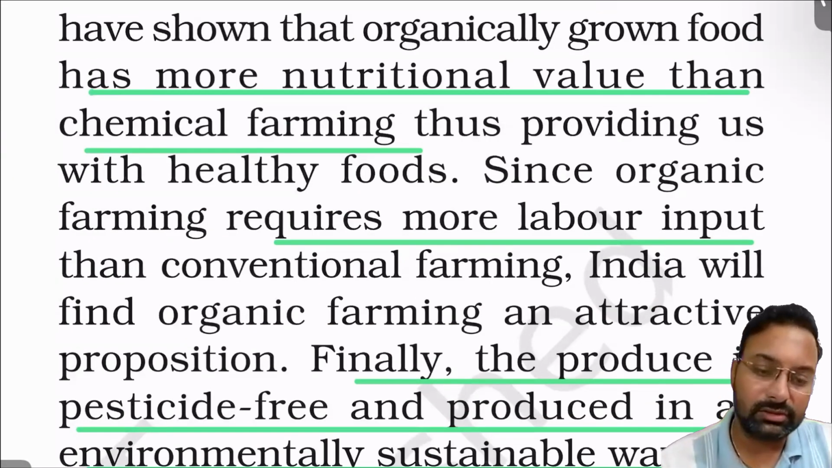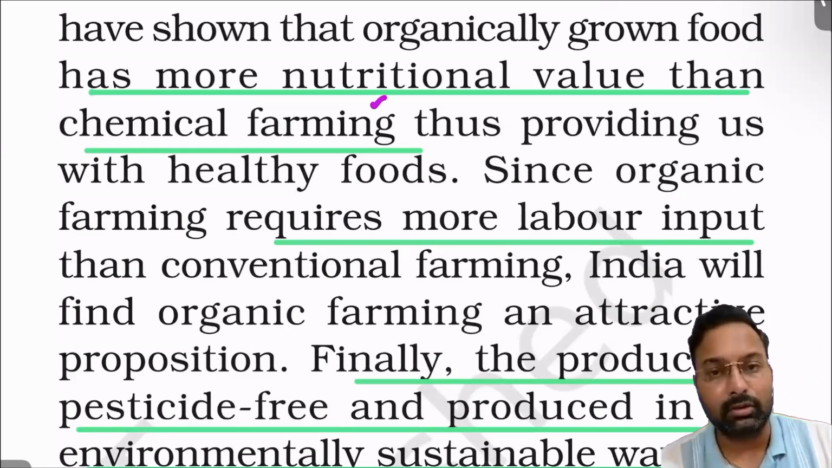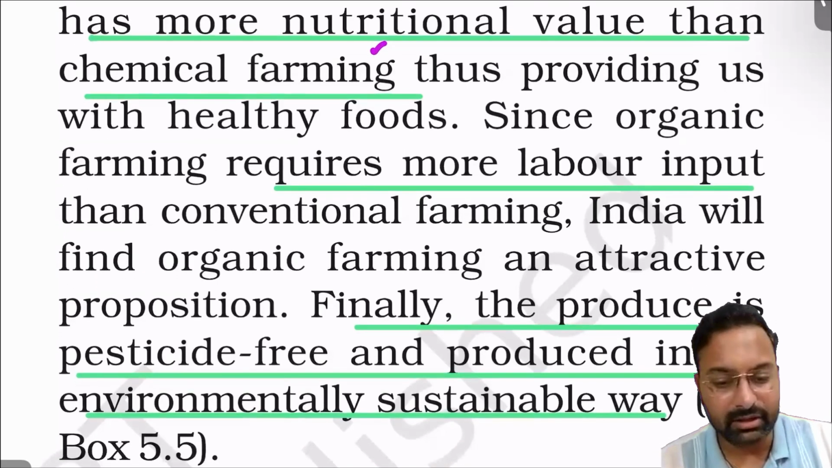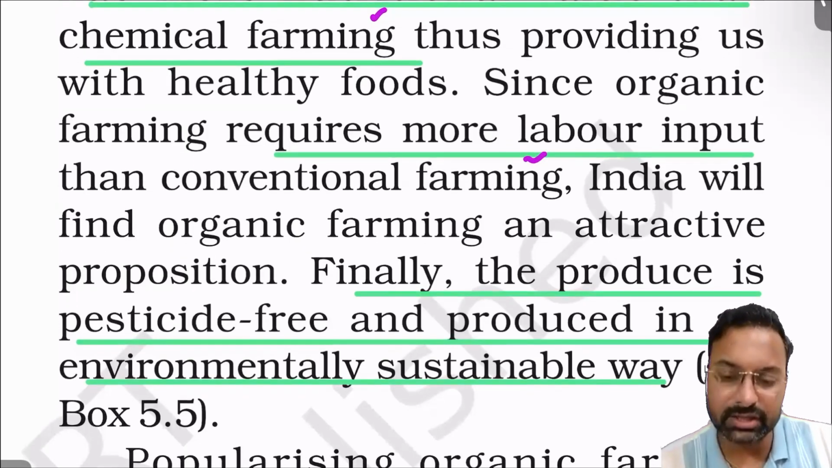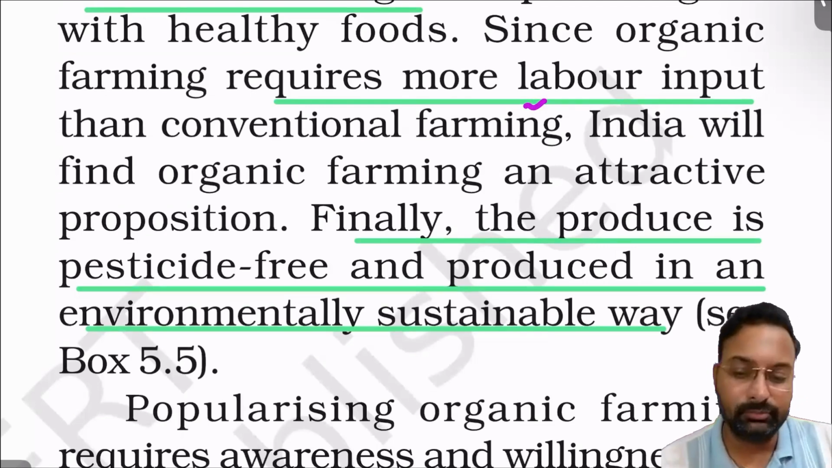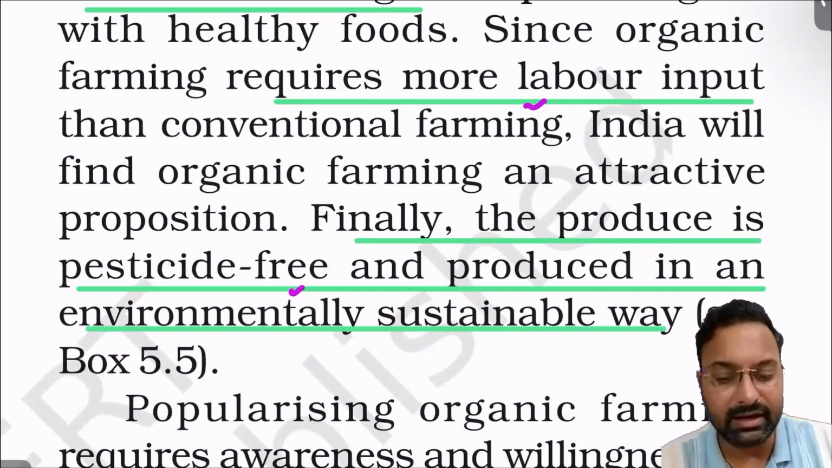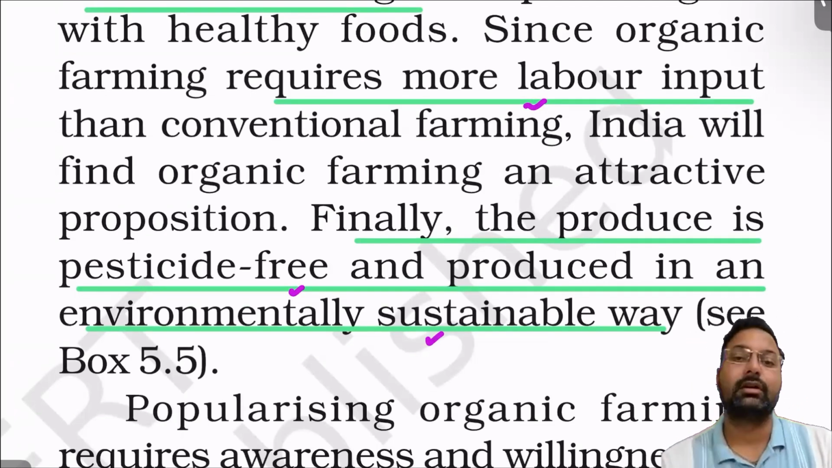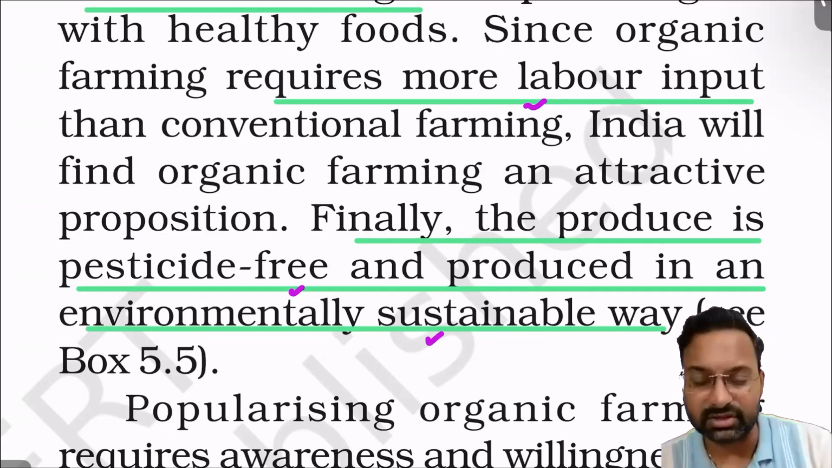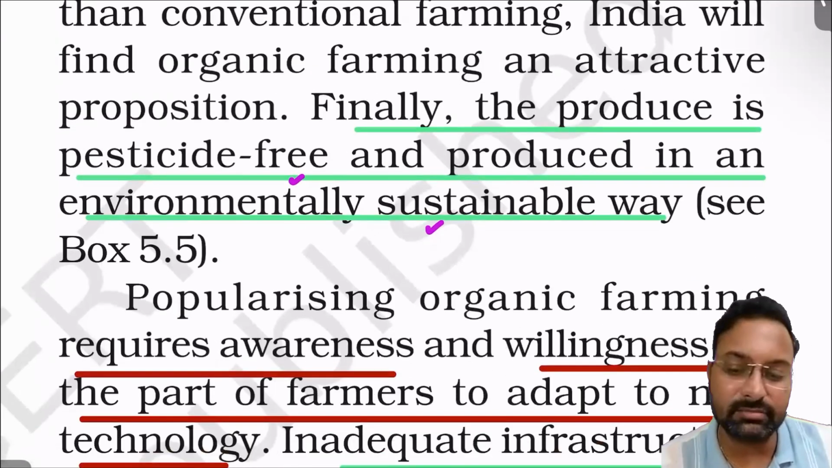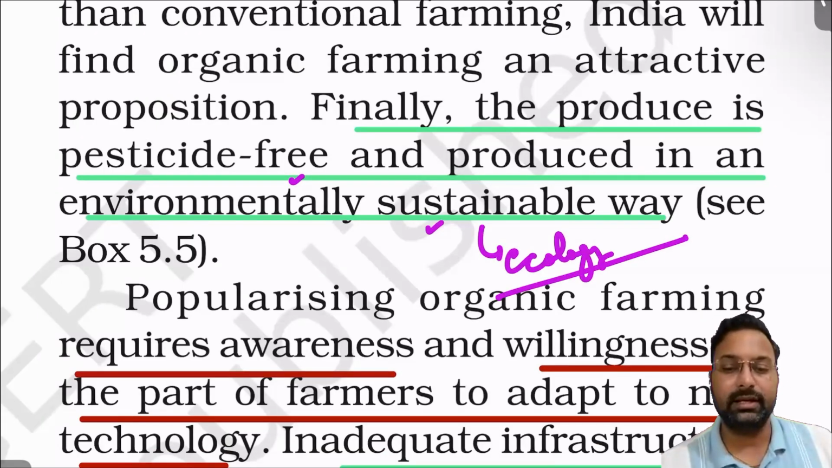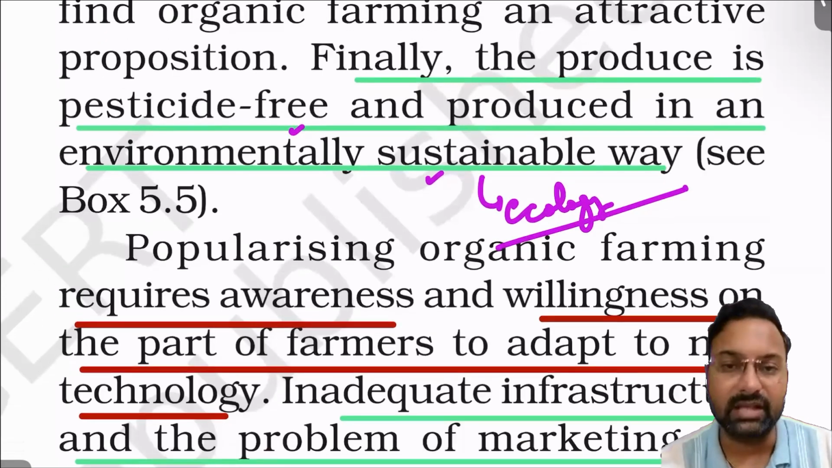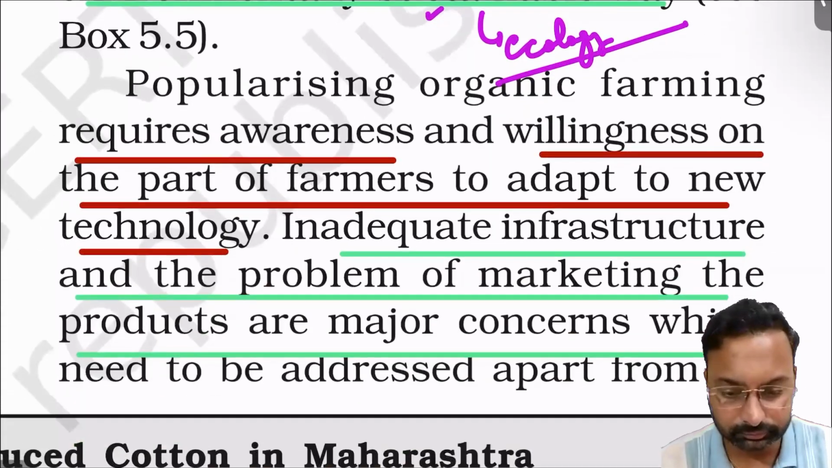Not only this, organic produce is also nutritionally very good compared to chemical farming, right? It is more labor intensive also, so employment may be generated in the rural areas, and the produce is pesticide free and produced in an environmentally sustainable manner. So in that sense, it is beneficial for ecology also, right? So in that sense, organic farming has many benefits.